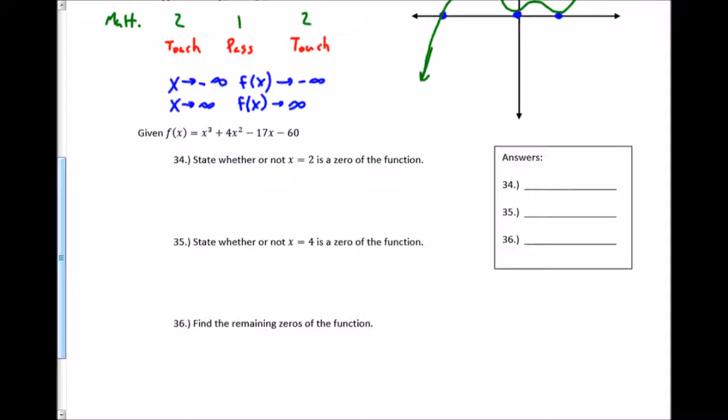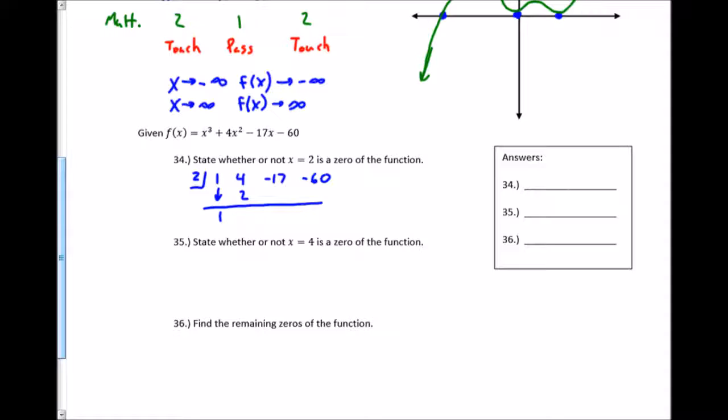For this one, we want to state whether or not this guy is a solution. I'm going to test it using synthetic division, so I put the 2 in the box. I write down my coefficients in descending order, which it looks like I'm not missing any terms this time. I bring down the 1, I multiply, I add straight down. And I know how to add.